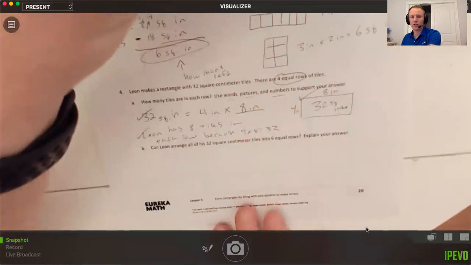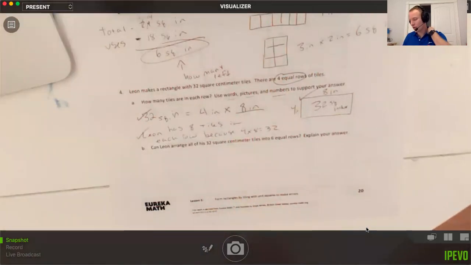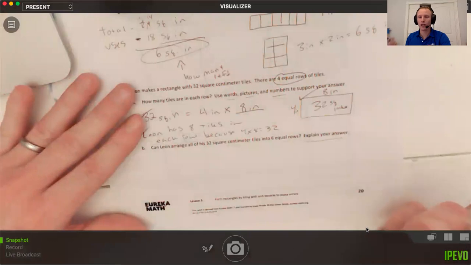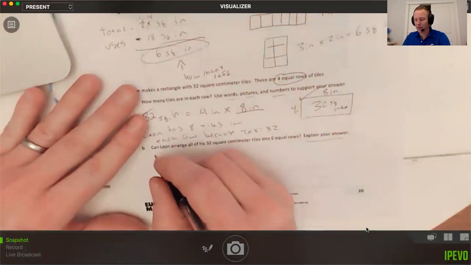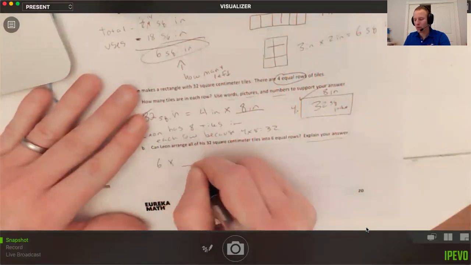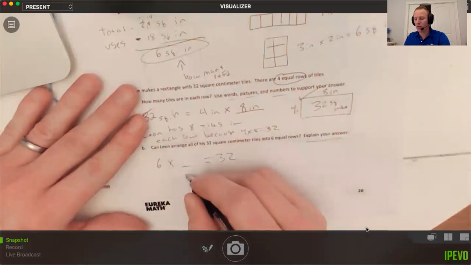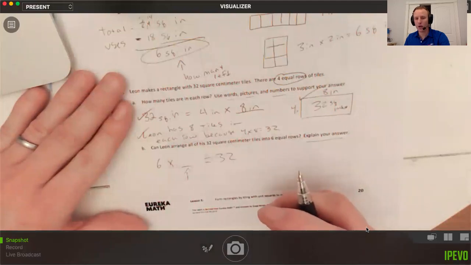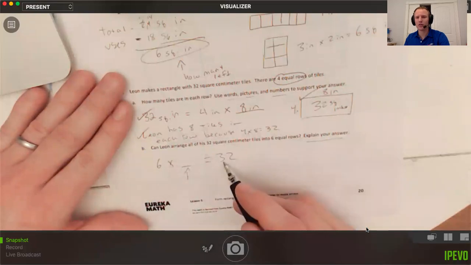And the bottom says, can Leon arrange his 32 square centimeters into 6 equal rows? Explain your answer. So this one you just have to explain, so you can use words, but I'm going to use numbers also to help. So I'm going to say 6 times some number equals 32. Is there a number that I could put in there to make that true? All right, let's think. 6 times 4 is 24. 6 times 5 is 30. Ooh, that's close, but it's not 32. 6 times 6 is 36. Ooh, I went from 30 to 36. I never stopped at 32.